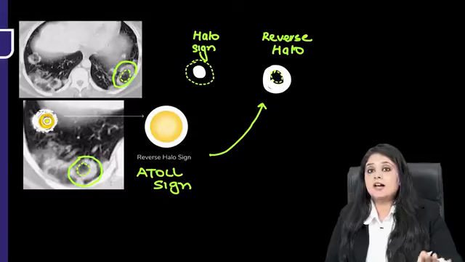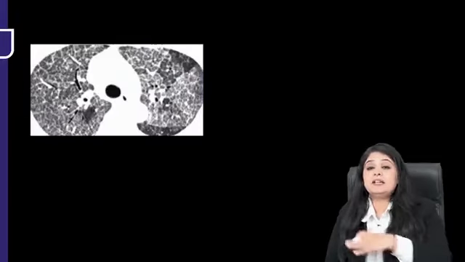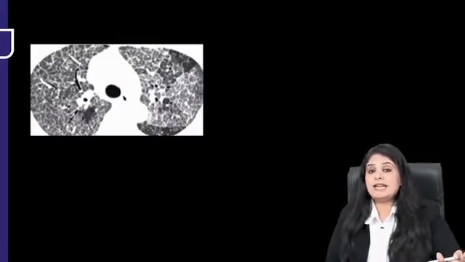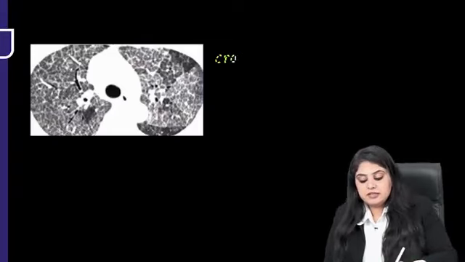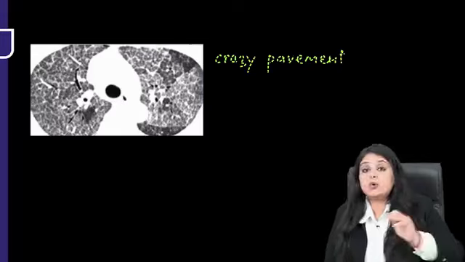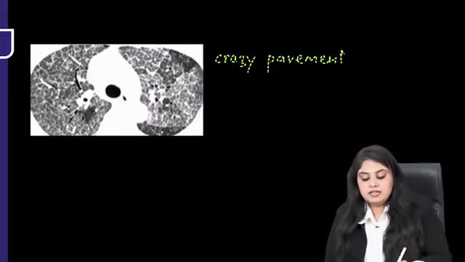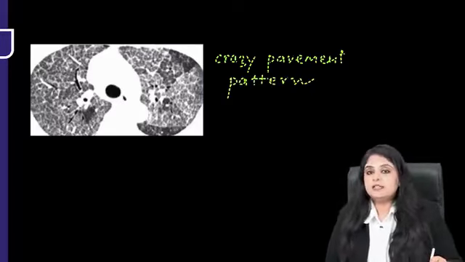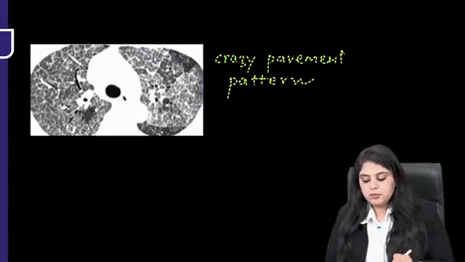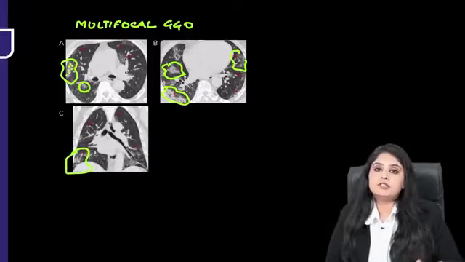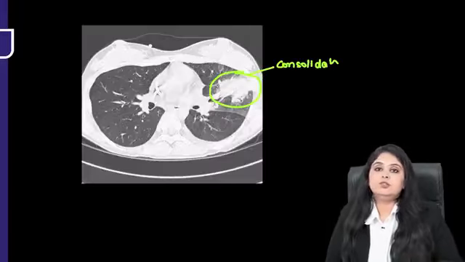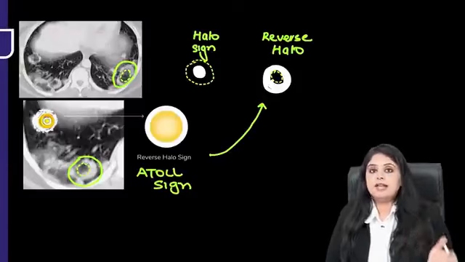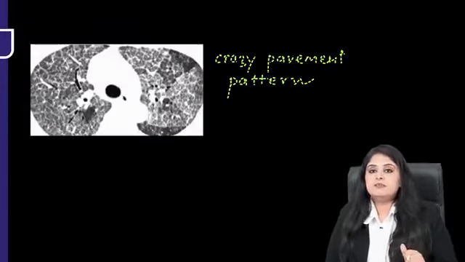Now, finally, the last radiological finding: the entire lung has been affected bilaterally. This is known as the crazy paving pattern, and I have written it in this broken line because it looks broken. This is the crazy paving pattern that you see in case of COVID. So what all could you see? Most commonly you see ground glass opacities. You can see consolidations. You can see these halo signs and reverse halo or atoll signs, and you can see the crazy paving pattern.